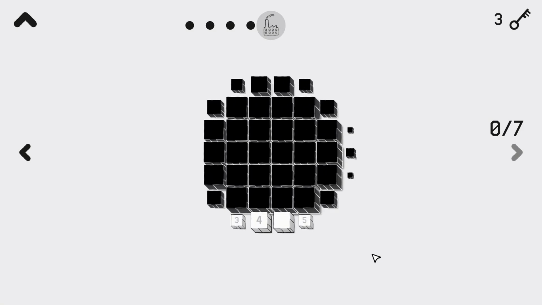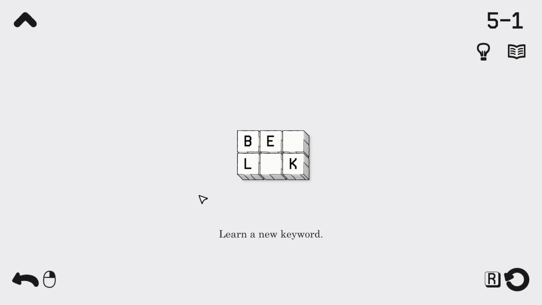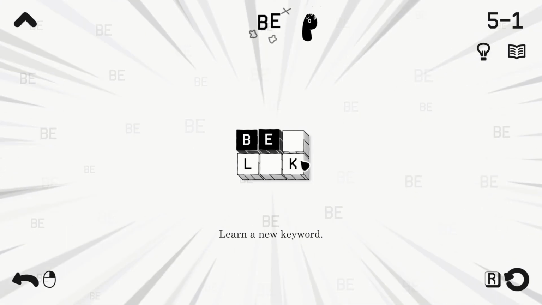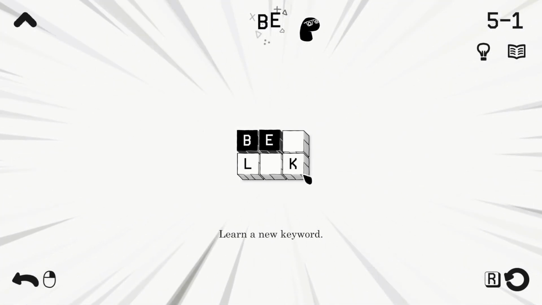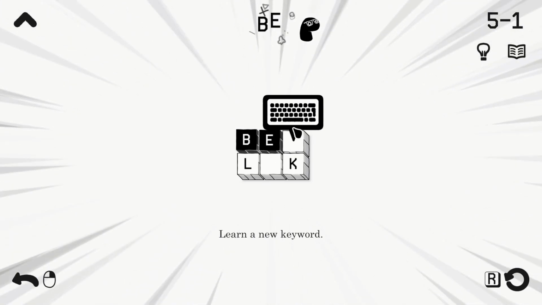So let's go to World 5. Ooh. Factory. 12 puzzles in this one. Learn a new keyword. Okay. Is it B? It is. What?